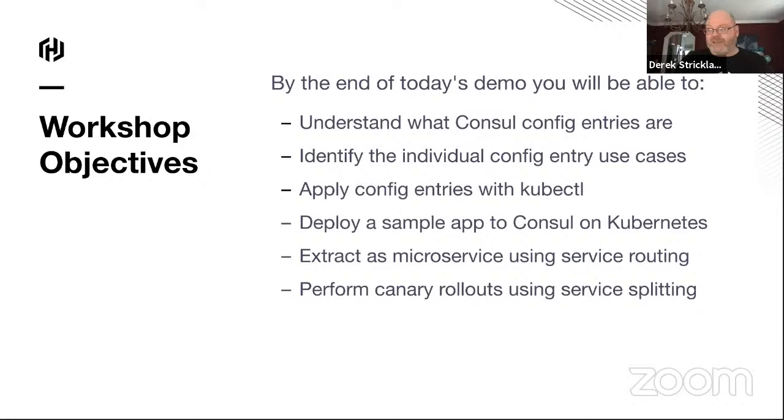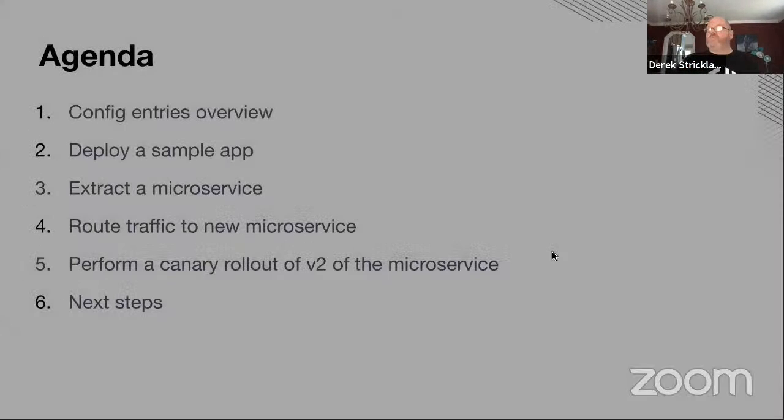Then we're going to deploy a sample app to Consul on Kubernetes, and we're going to talk about its weaknesses, and we're going to extract a microservice out of a monolith that exists within that sample app. And then we're going to do a canary rollout to see how we can do that using service splitting safely. And we're going to do all that with CRDs from kubectl. And so let's dive right in.